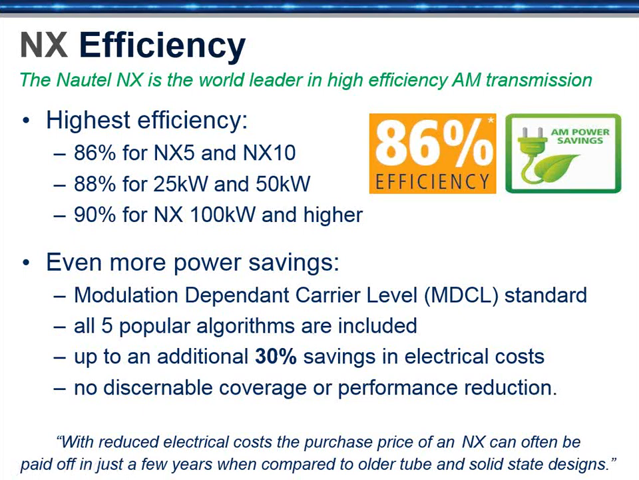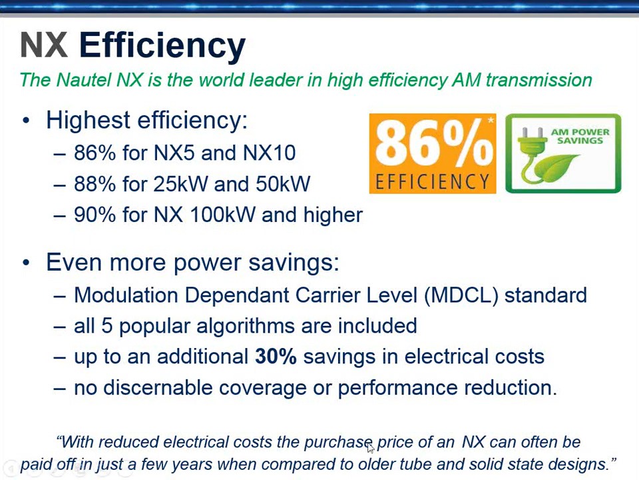We make it standard, and all 5 algorithms are included. And the typical performance of MDCL saves you 30% on top of that 86%. And there's been no discernible difference. Lots of tests have been done, lots of consulting engineers running around with meters, and audiences have listened to various amounts of various different algorithms, and nobody's been able to tell a statistically significant difference between it in use and not in use. And our customers on the higher power NX transmitters have proven that themselves.